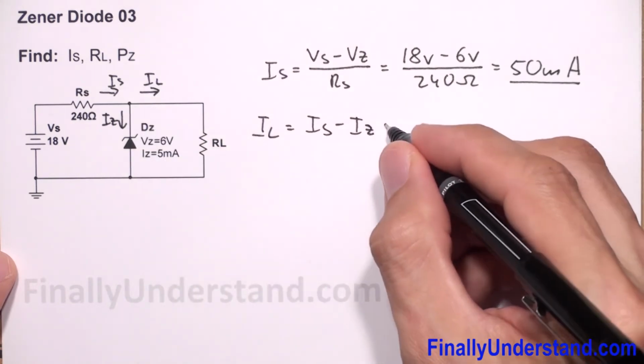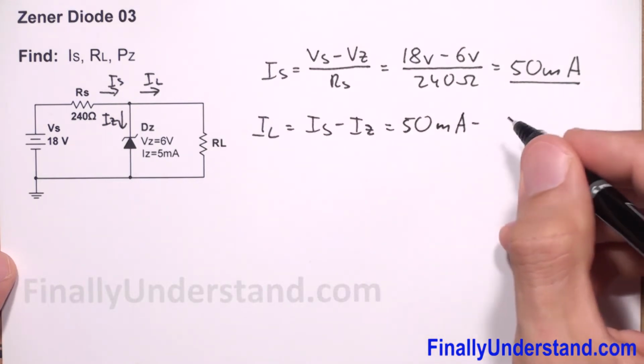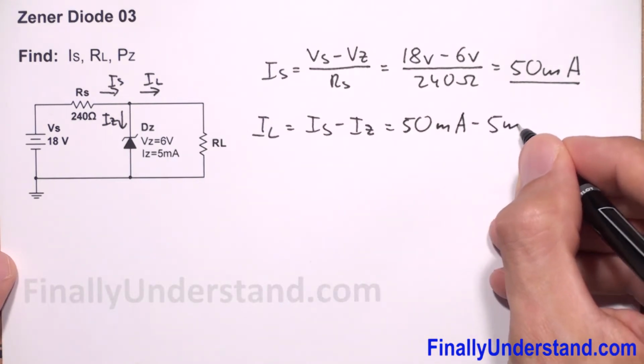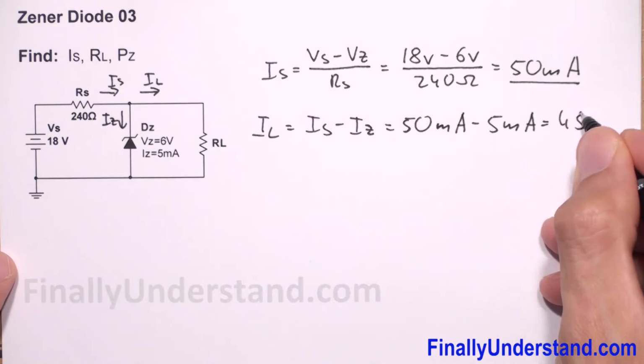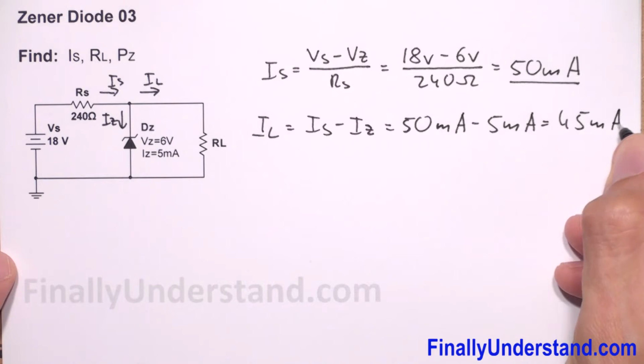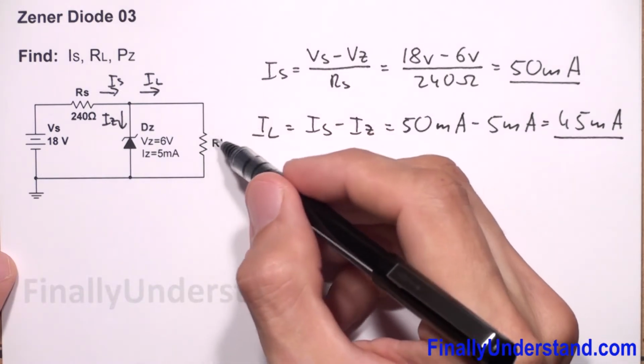So I have 50 milliamps minus 5 milliamps, and this is equal to 45 milliamps. Okay, so this is the current which will go through the resistor RL.